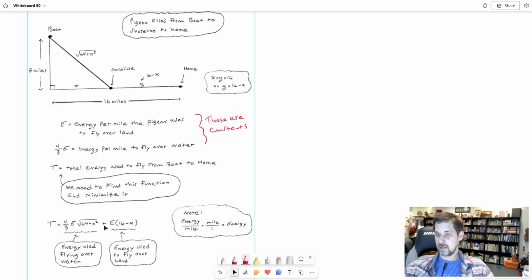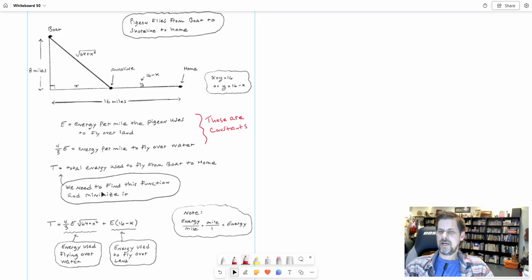Plus, okay, if I take E, the energy per mile the pigeon uses to fly over land, times 16 minus x, the distance in miles from the shoreline to home, then I get the energy used to fly over land. Now, if I add those together, what's that? That's the total energy that the pigeon uses to fly from the boat to the shore to home. And that's what we want to minimize.